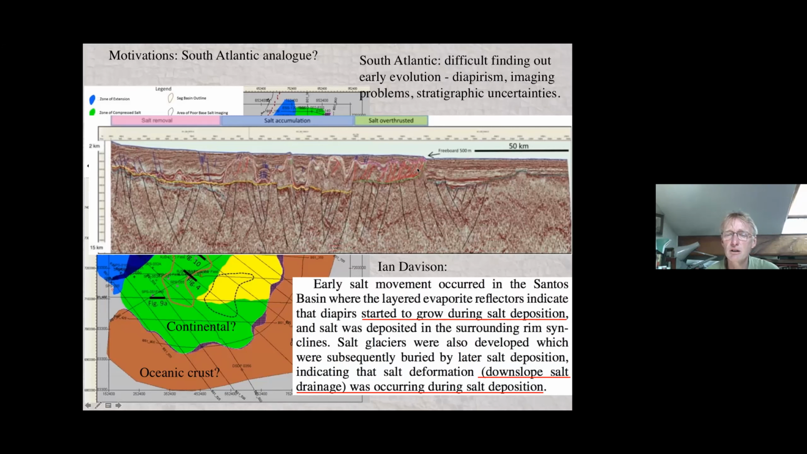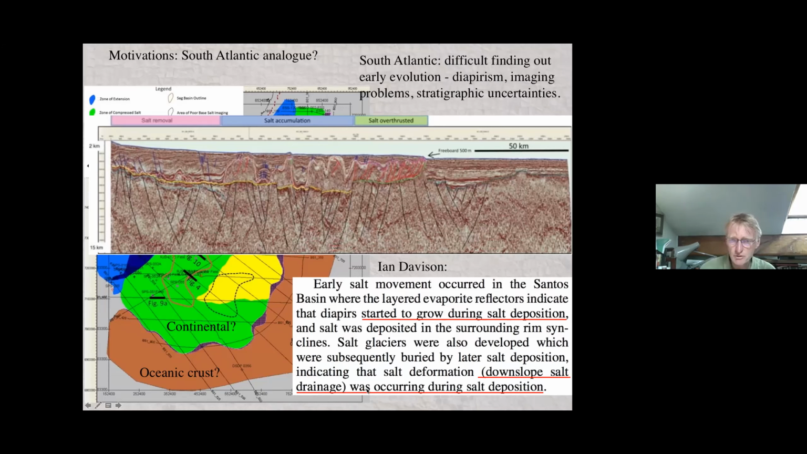We don't know the timing of events so well because it's not been drilled. We don't have the chronology so well known. But Ian Davidson has suggested some things that we see in the Red Sea, like the diapirs began to grow during salt deposition. This is something we see in the Red Sea, and he suggests there's evidence of downslope salt drainage, gravity flowage of the salt or evaporites, and that's something we see.